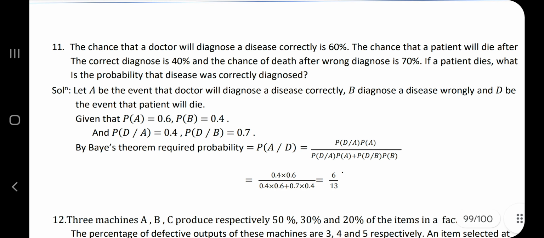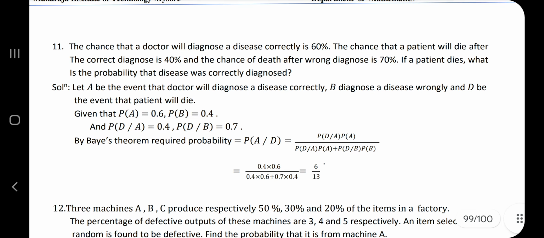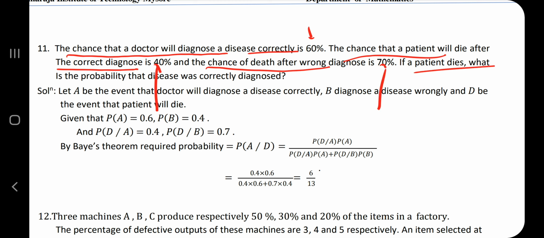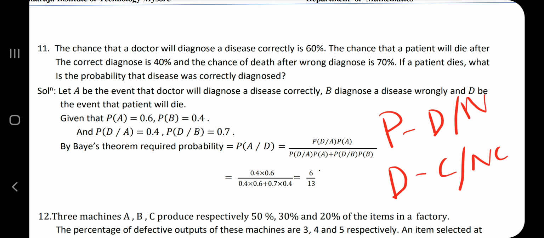Like that only, the next questions are also there. If you observe carefully, you'll easily get to know. One I will solve. See here, the chance that a doctor will diagnose a disease correctly is 60%. The chance that a patient will die after the correct diagnosis is 40%. The chance of death after the wrong diagnosis is 70%. If a patient dies, what is the probability that the disease was correctly diagnosed? Two possibilities are there: the patient will die or not die. The disease is correctly diagnosed or not correctly diagnosed. Four possibilities are there. The question revolves around this only.